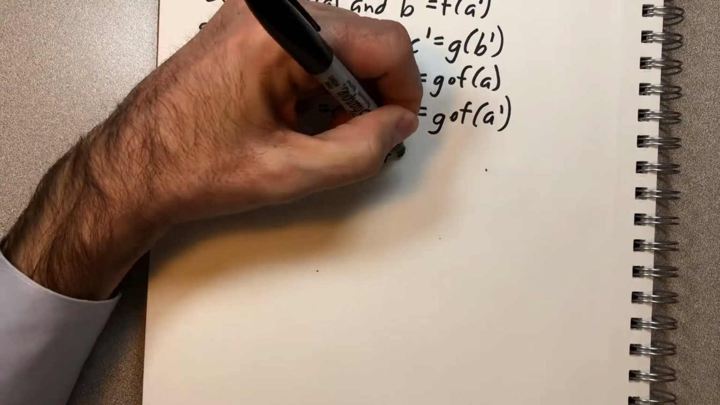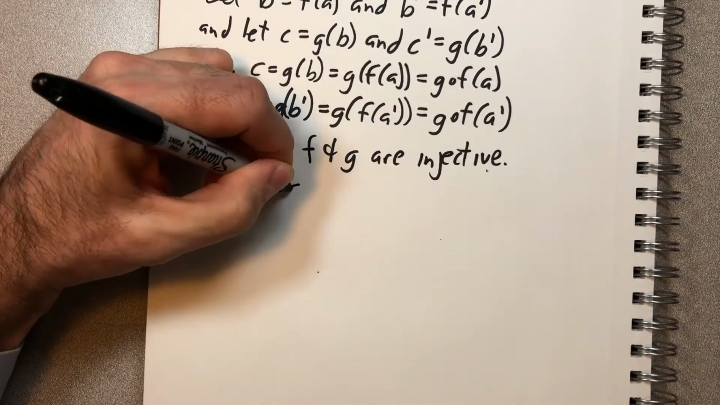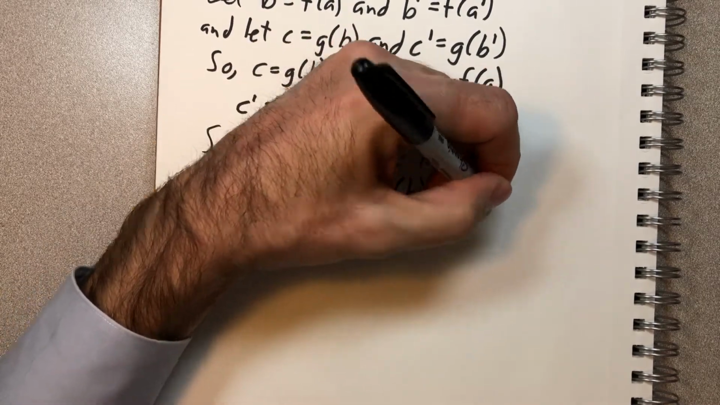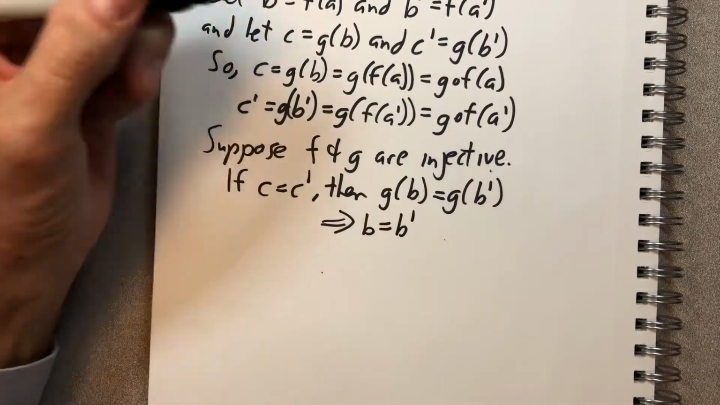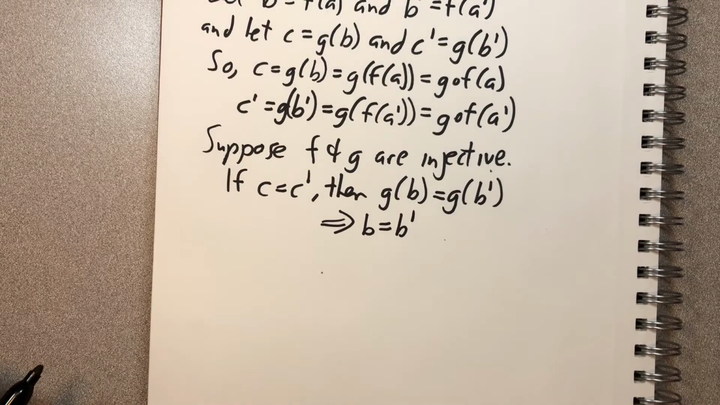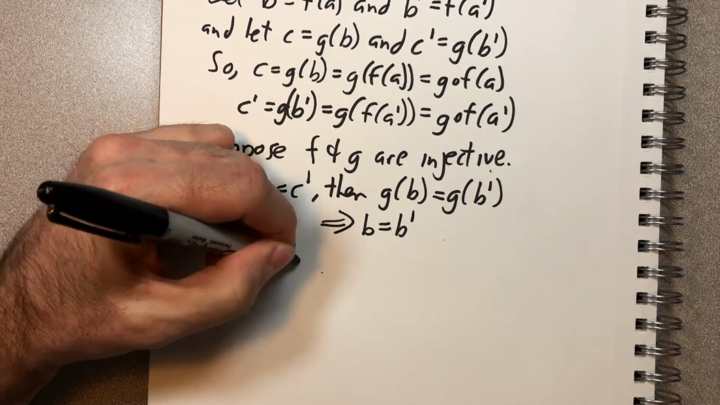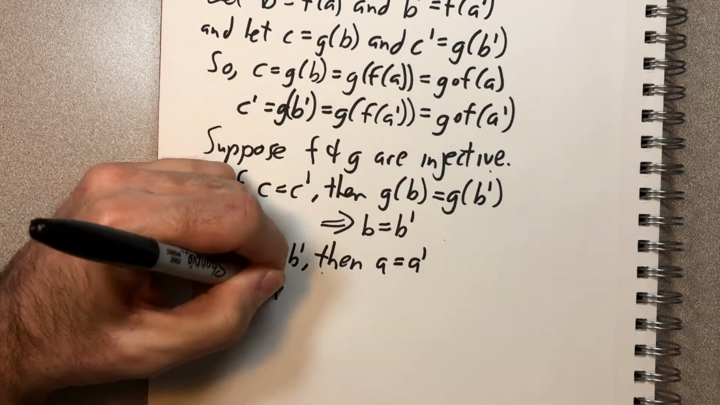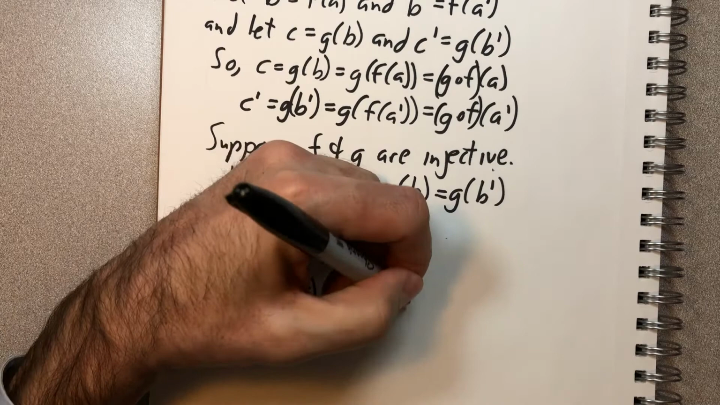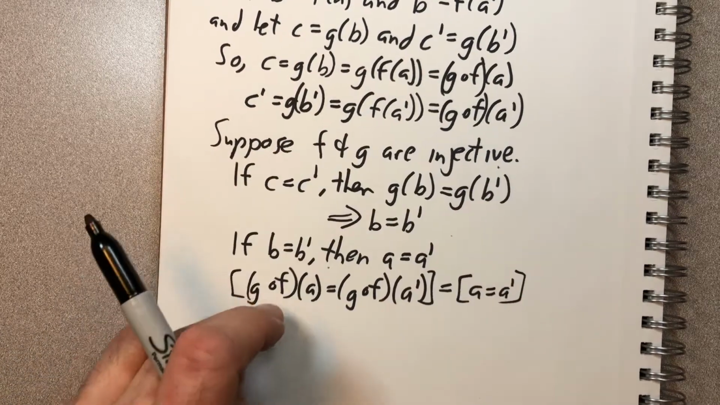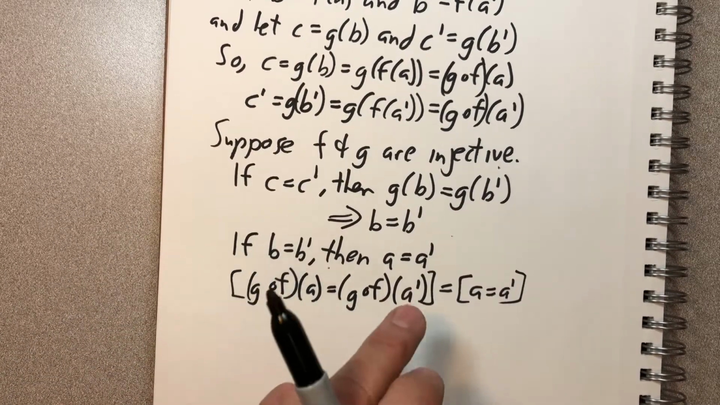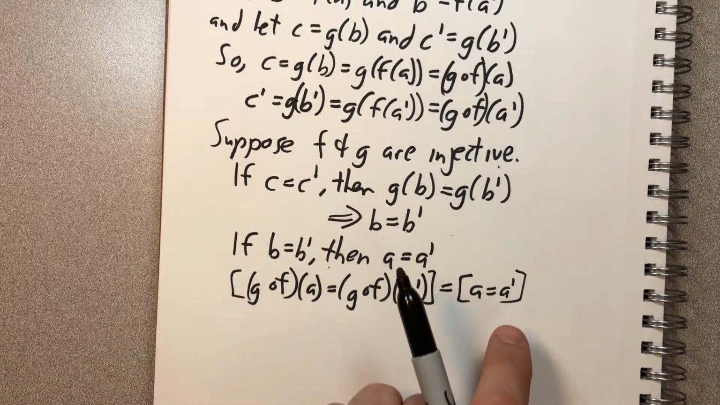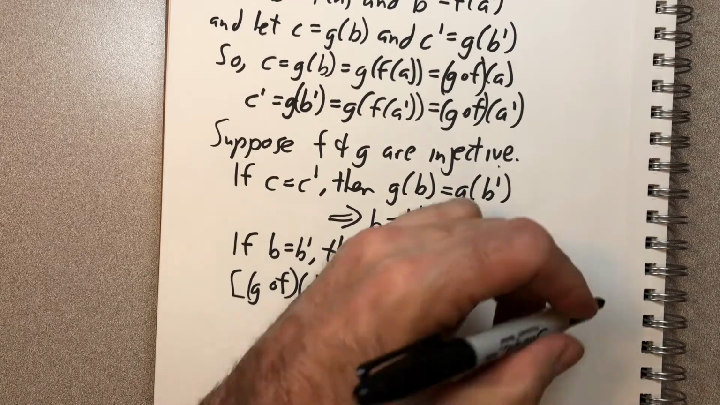So suppose that f and g are injective. If c equals c', that means that g(b) equals g(b'), and that implies that b equals b' because g is injective. If b equals b', that implies that a equals a' because f is injective. So that's all there is to it. We've proven that if (g circle f)(a) equals (g circle f)(a'), that implies that a equals a', and that means that g circle f is injective.